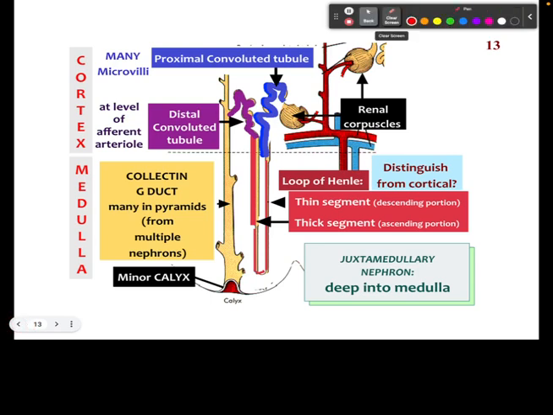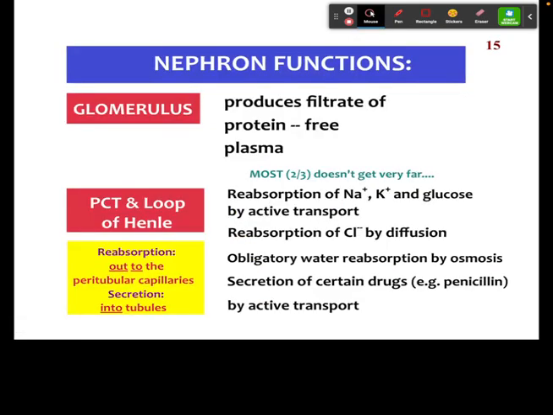The next part we're going to talk about is the proximal convoluted tubule. It's where the filtrate is going to travel first, down this proximal convoluted tubule. Again, this is located in the cortex of the kidney, and it's proximal because it's close to the glomerulus. So what happens in the proximal convoluted tubule? The big thing is going to be resorption of sodium, potassium, and glucose.